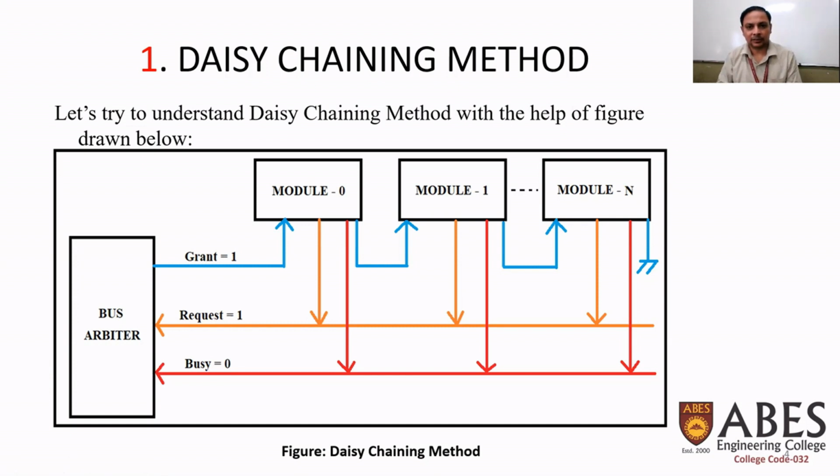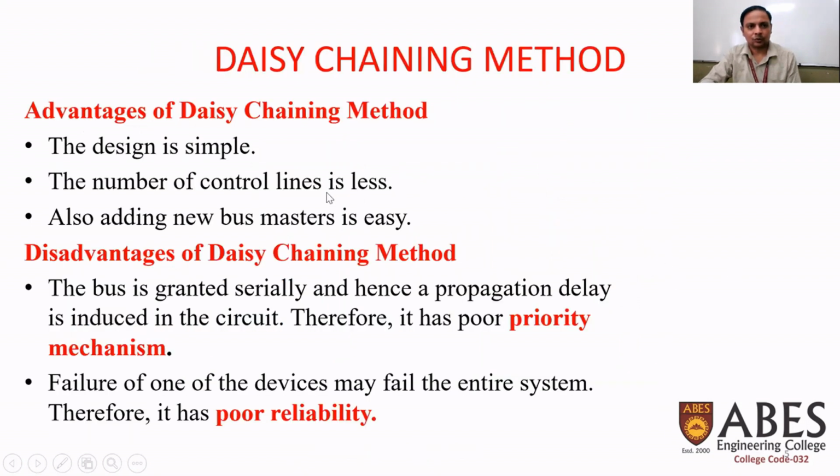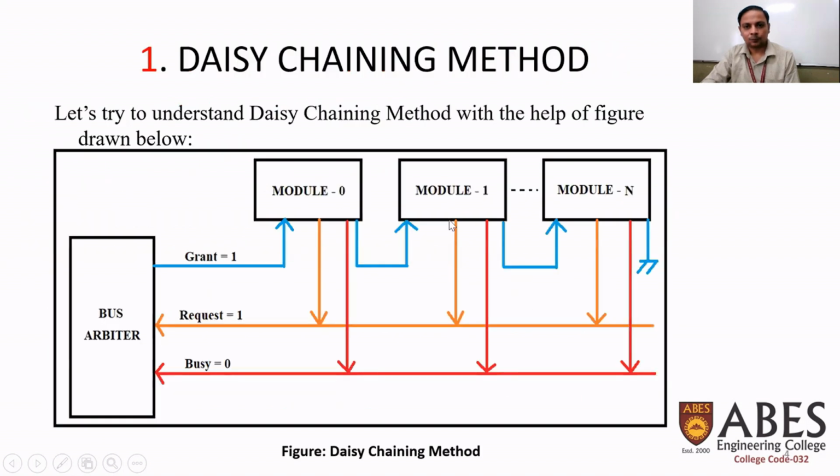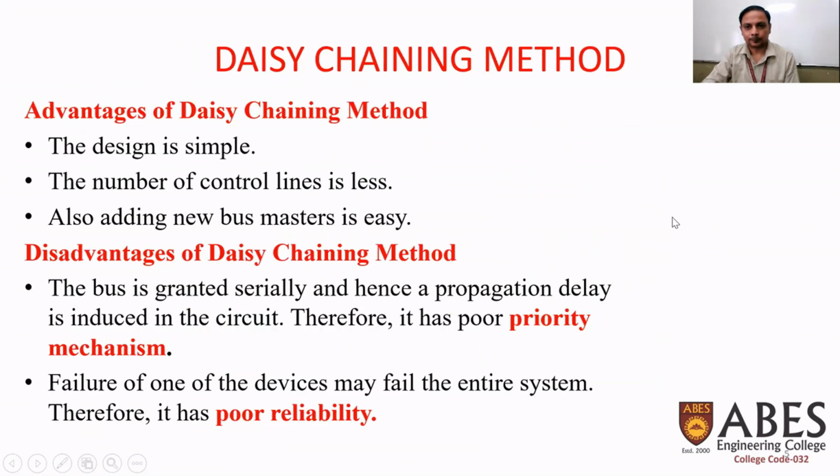Here are some challenges with this technique. Basically, this technique is a little simpler, so there are some advantages. The design is simple and the number of control lines is very small: one for the request, second for the busy line, and third for the access grant. Third, adding a new bus master is easy. For example, if you want to add the n plus 1 module, we can easily add the next bus master at the last location.